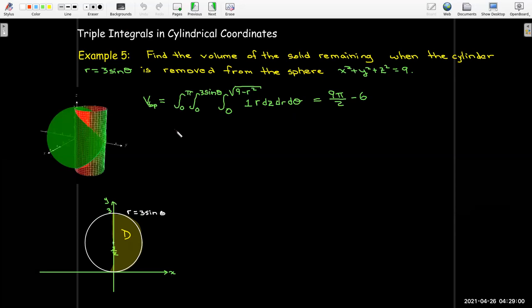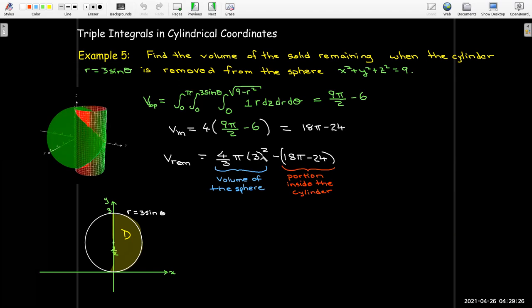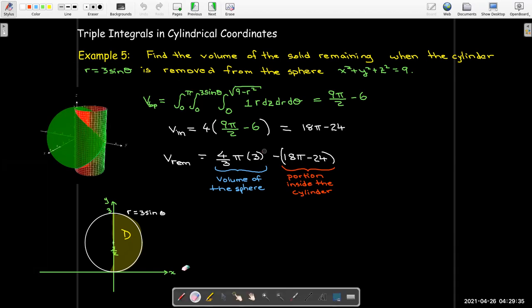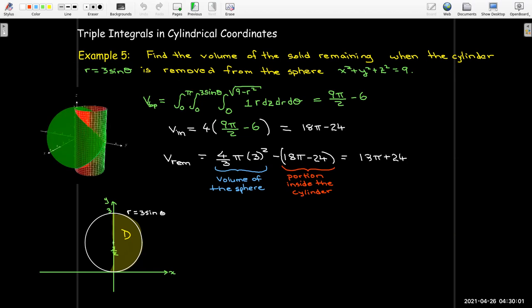All right, so we haven't actually finished our example, so let's go back. We found out that the portion above this half disk that was cut out had 9 pi over 2 minus 6 units in it. So the whole cutout then is 4 times that, or 18 pi minus 24. And so to find the volume remaining, I'll take the volume of the sphere, 4/3 pi r cubed. I have a mistake here. Pi r cubed. Good. So that would be, 27 divided by 3 is 9. 9 times 4 is 36. 36 pi minus 18 pi will give me my 18, not minus 18, 18. Then minus a minus 24 is plus 24. So 18 pi plus 24 is the volume remaining.